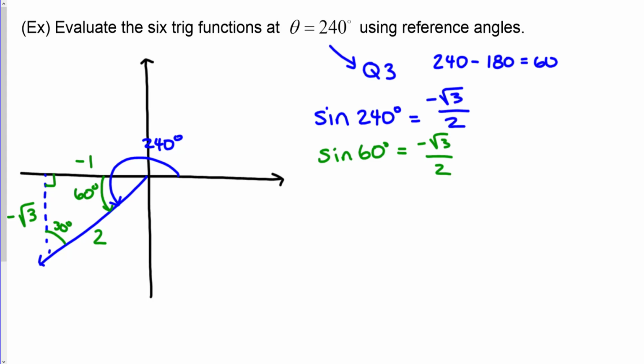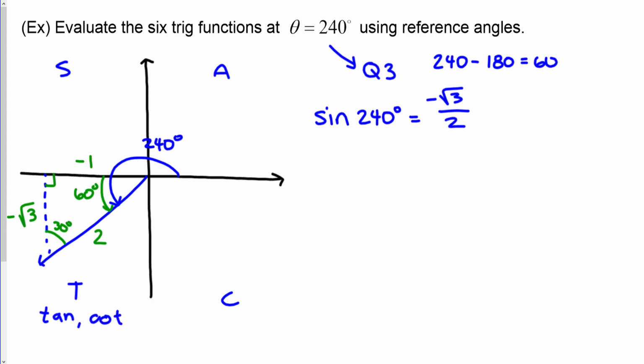If I wasn't sure that I had that actual sign corrected, just remember, all students take calculus. So this means that the only values that are going to be positive are tangent and cotangent. So sine should be negative. So this is right. Cosine 240 degrees is going to be the same as cosine of 60 degrees in this setup. So it's the adjacent over the hypotenuse. The adjacent is negative 1, the hypotenuse is 2.